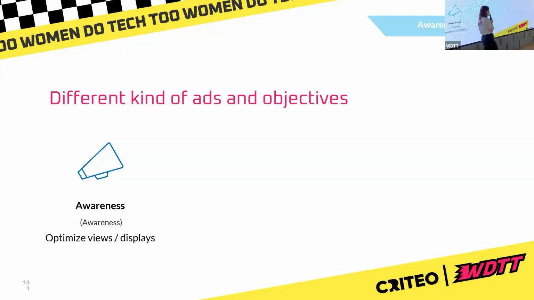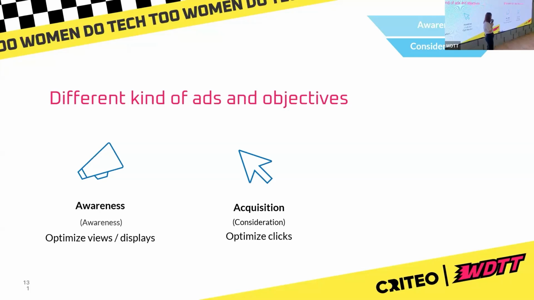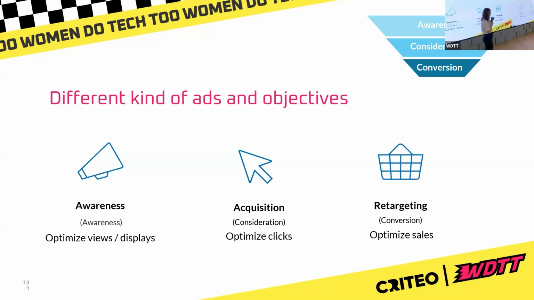Then once you know about the brand, maybe you want to visit the website or the shop to know which kind of product it can offer. This is acquisition. This means that we want the user to click on the banner, on the ad, and go to the brand website. And finally, you have the conversion. The conversion, why? Because we want to have a sale at the end. So we will do some retargeting. We know, for example, that I saw a laptop on La Fnac.